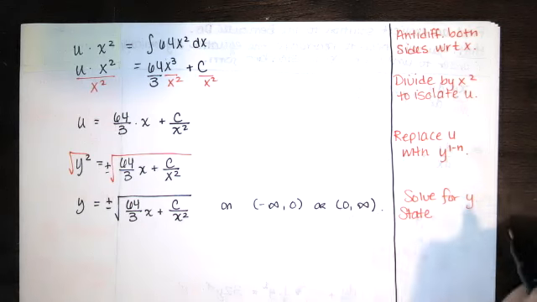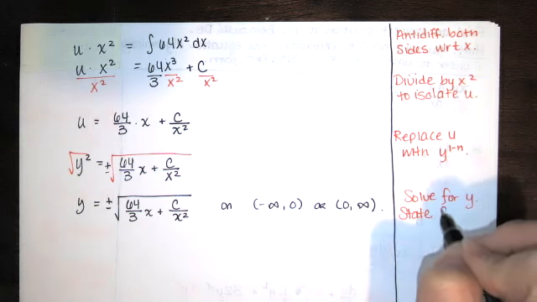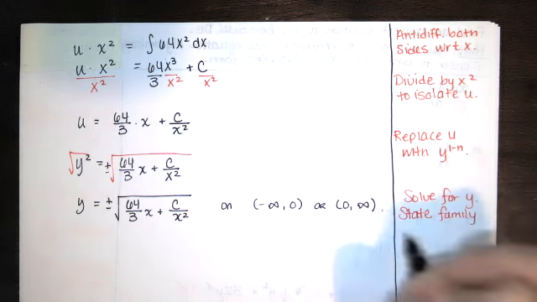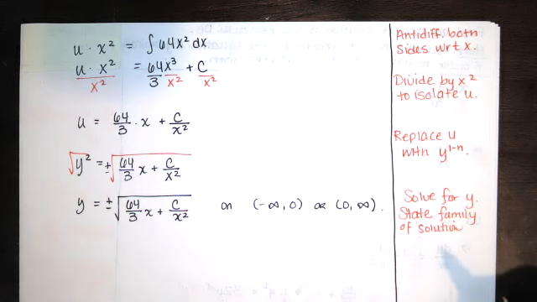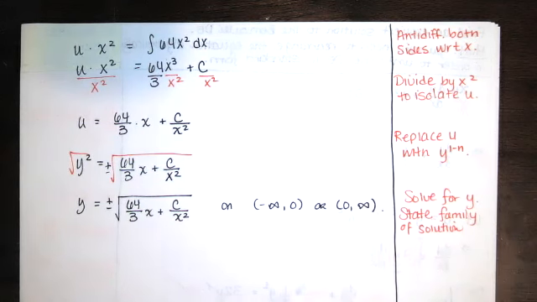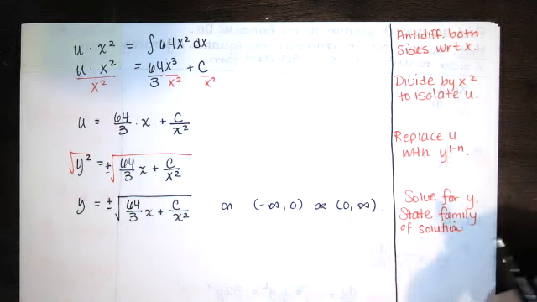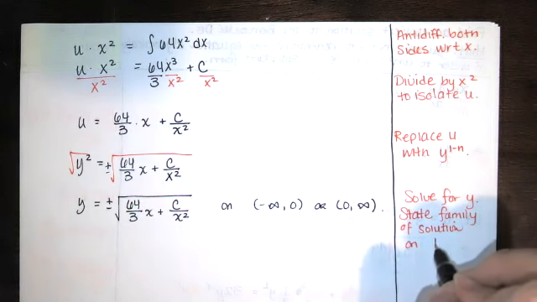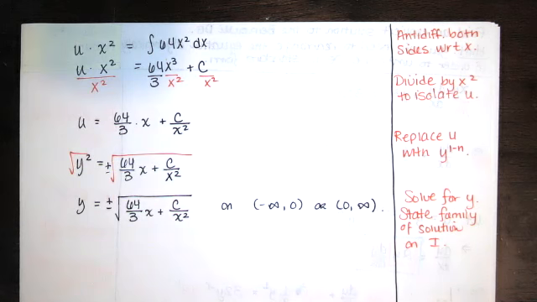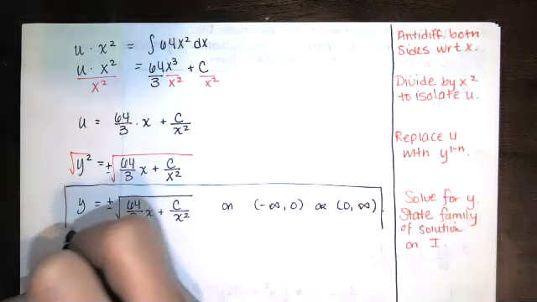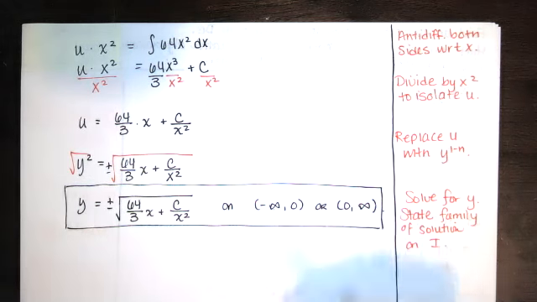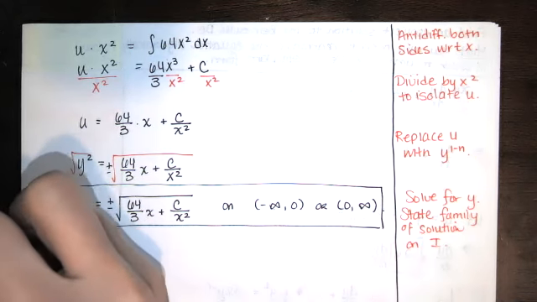So we solve for y, and we state the family of solutions. It's not quite a general solution because we had a nonlinear differential equation. There's no guarantee that this is a general solution. We want the family of solutions on the maximal interval of existence I. And actually either one of those would be fine.